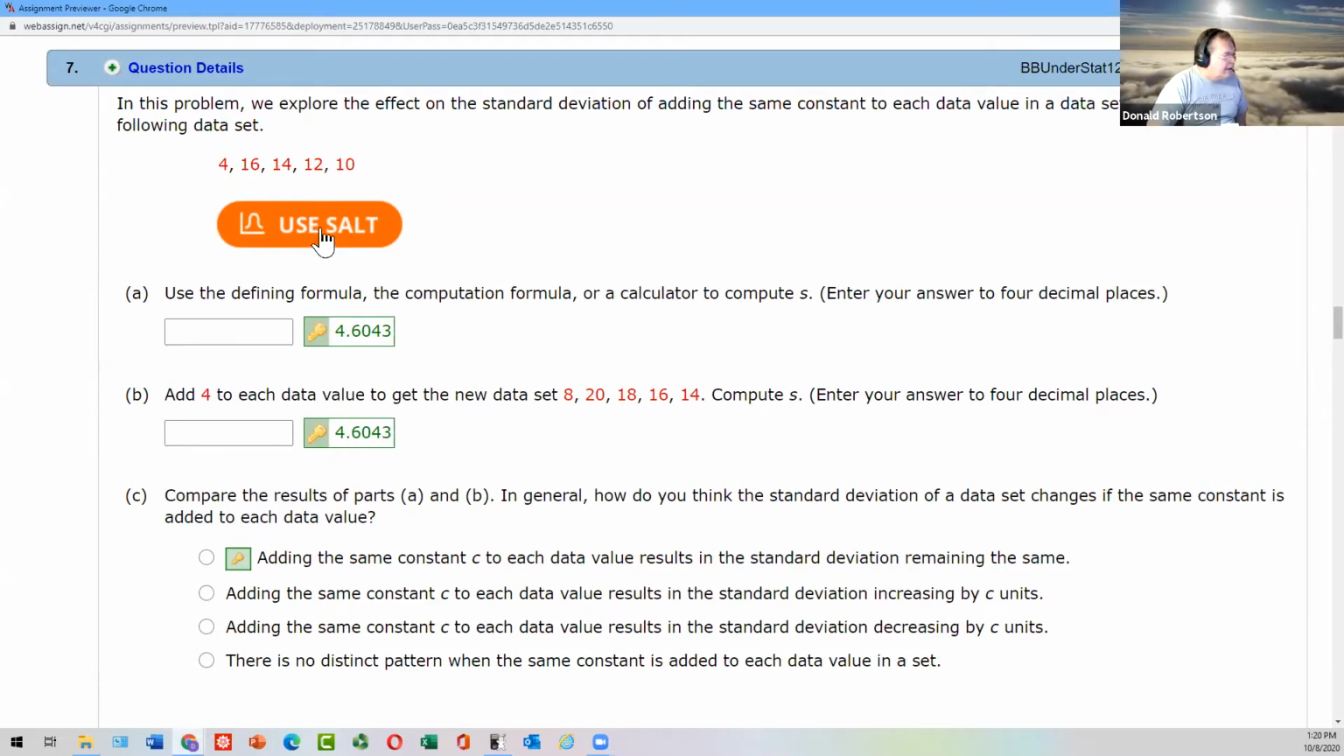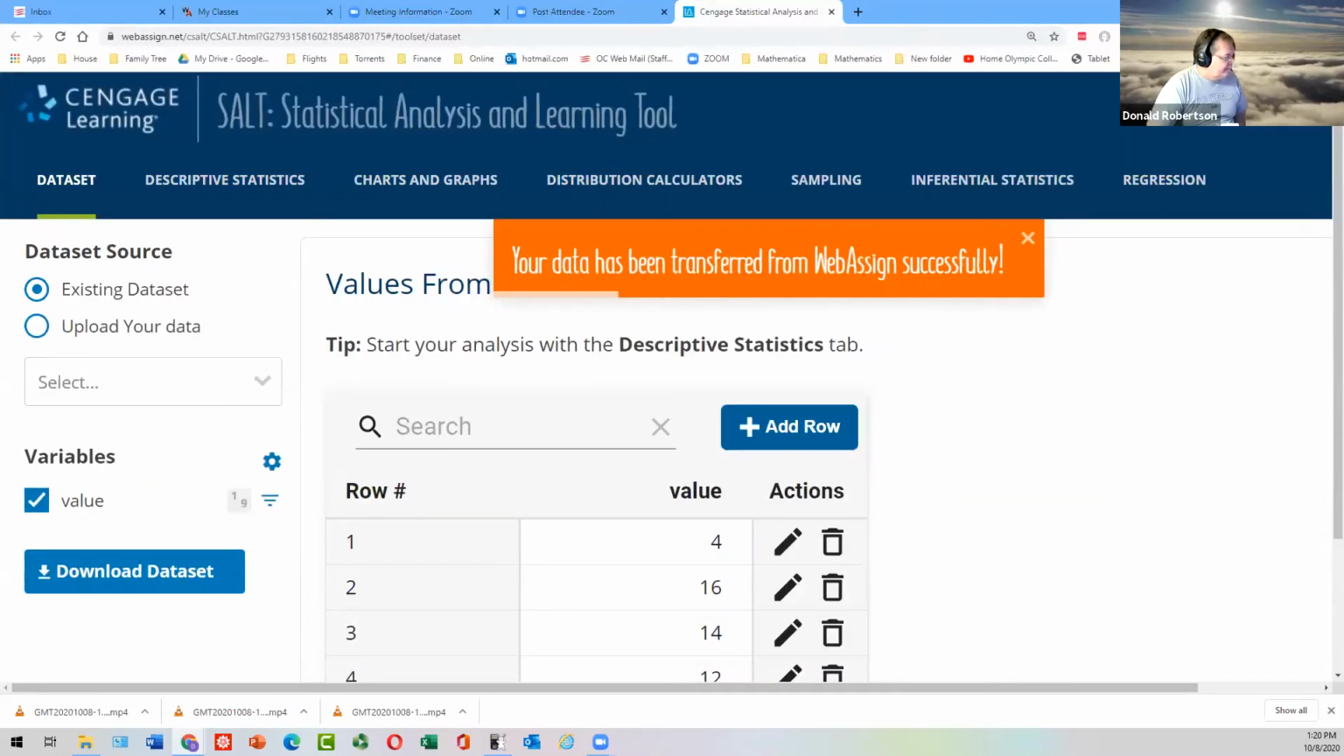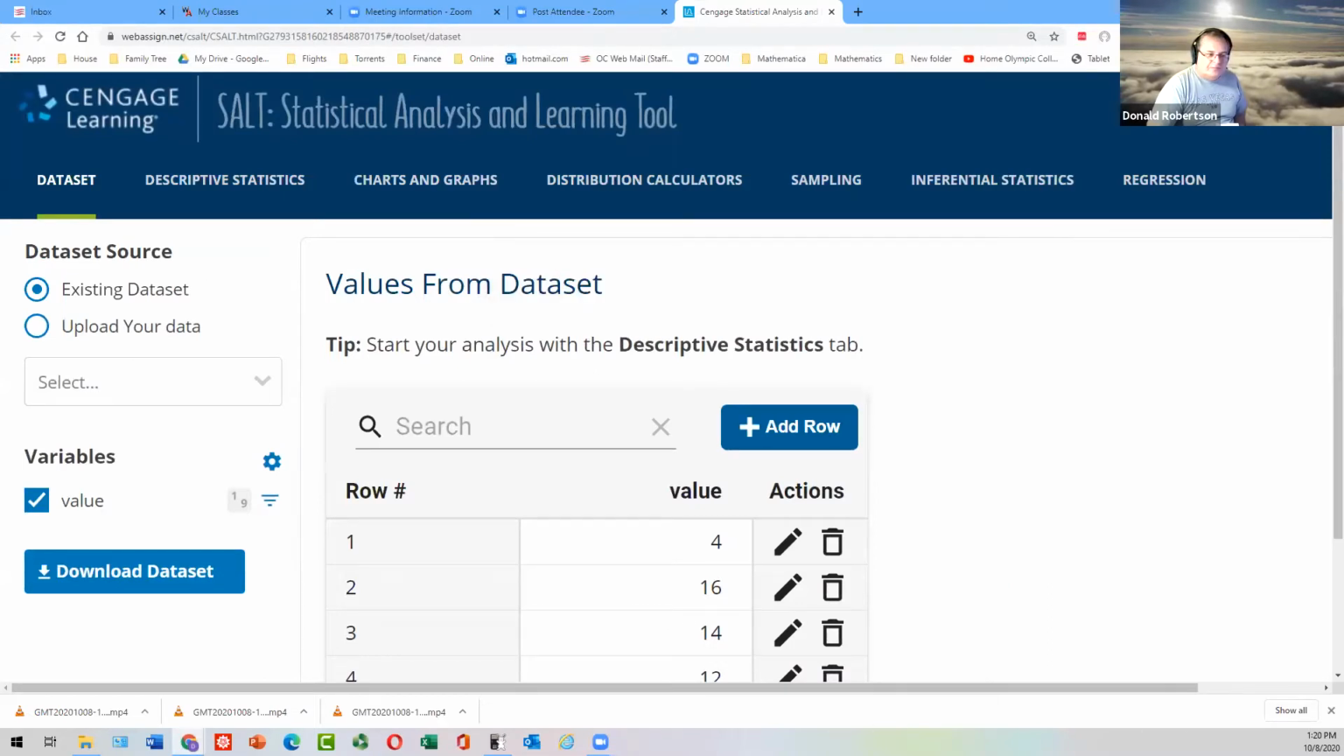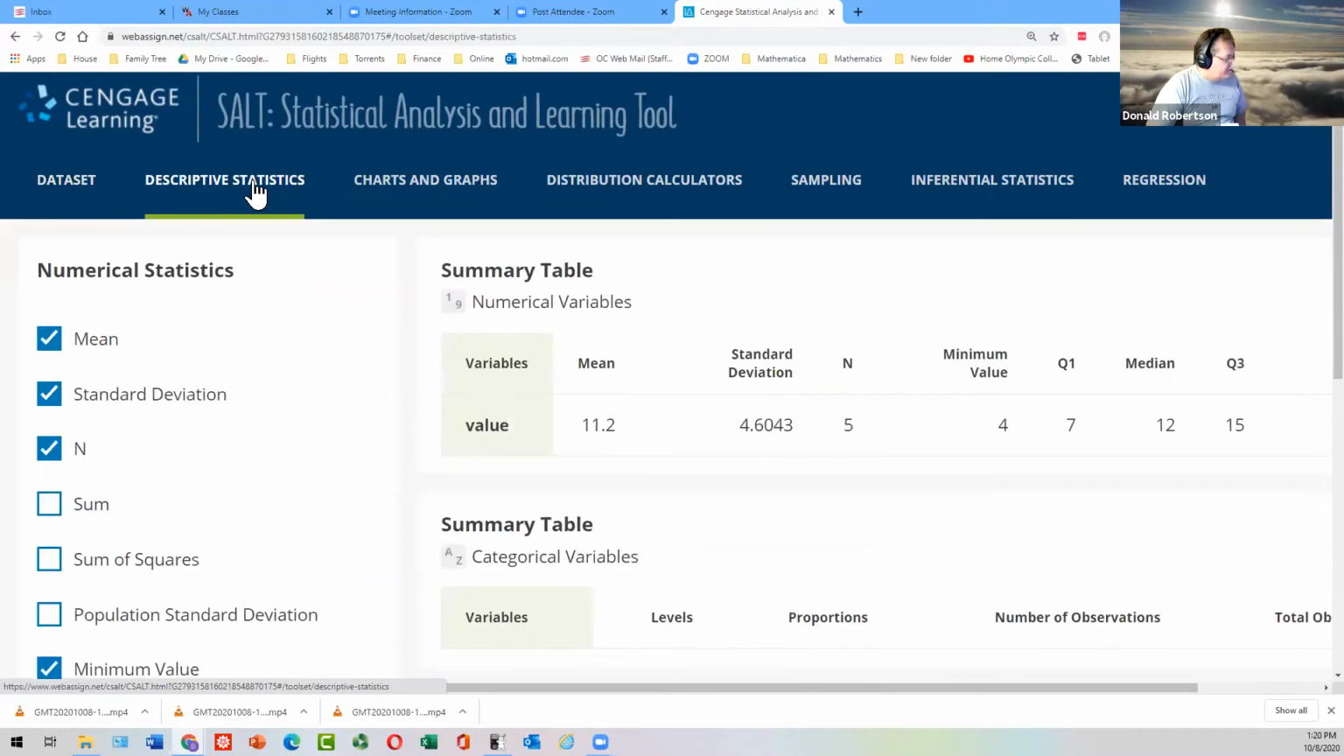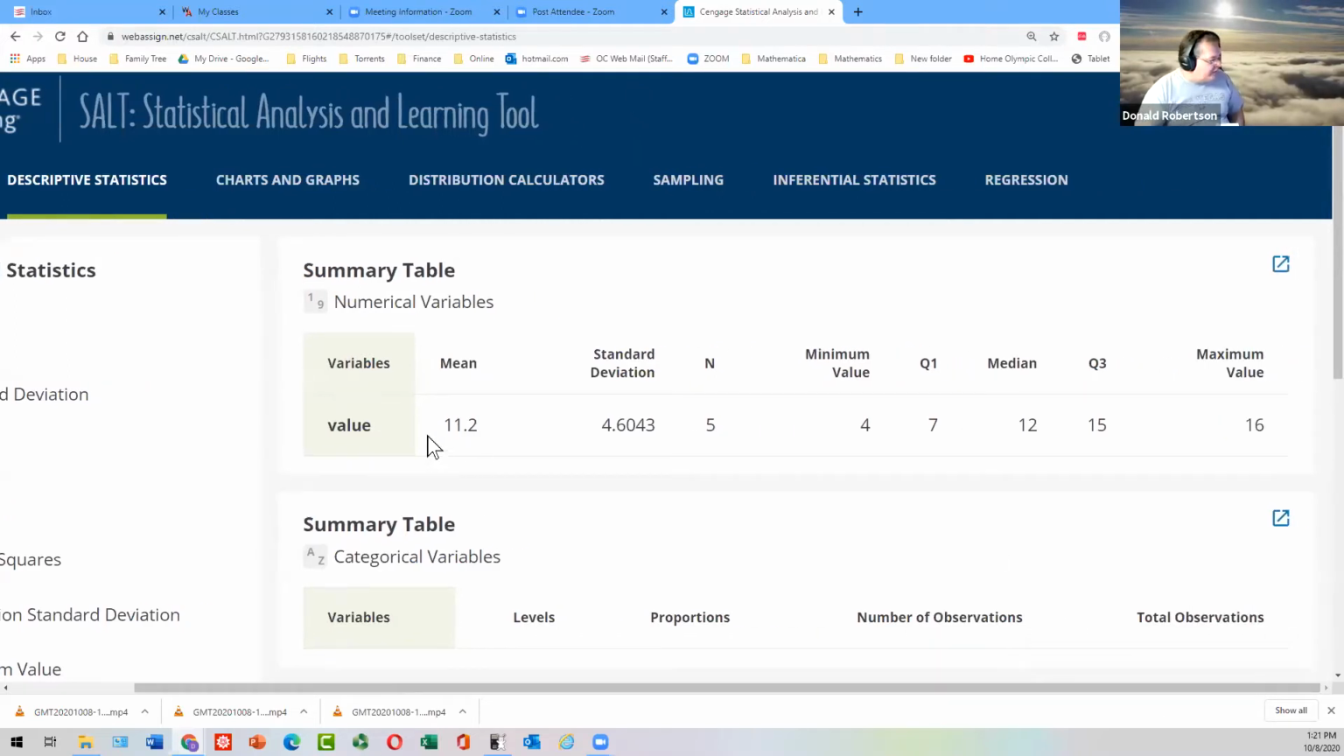If you hit that big orange button called Use SALT, you will see this screen. You then hit Descriptive Statistics. And can you see it's got the mean, the standard deviation, the smallest, the Q1, the Q3. And if you scroll all the way to the end, there. Can you see everything you could possibly want to know is done for you? You don't even need to type in the data.